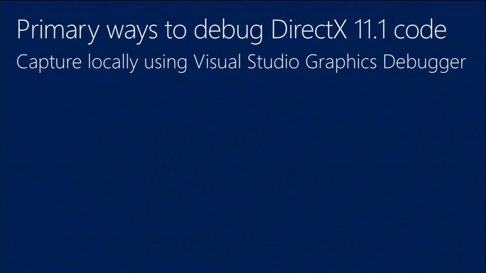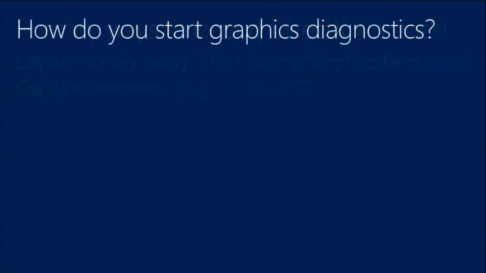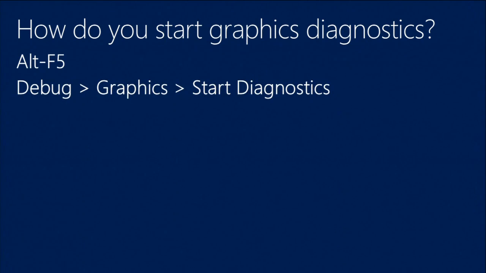The primary ways to debug DirectX 11.1 code are to capture locally using the Visual Studio Graphics Debugger. You can also capture remotely using an API. We're not going to demonstrate that. Now, how do you start the Visual Studio Graphics Debugger? Alt F5. You can also do it that way.